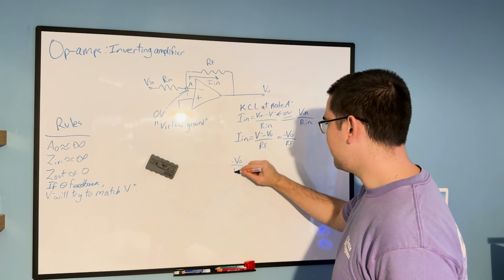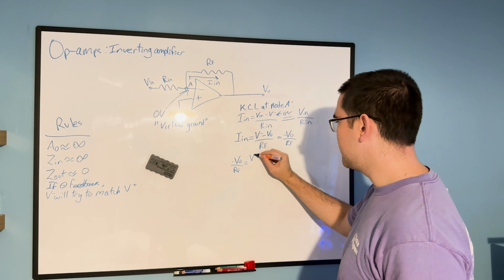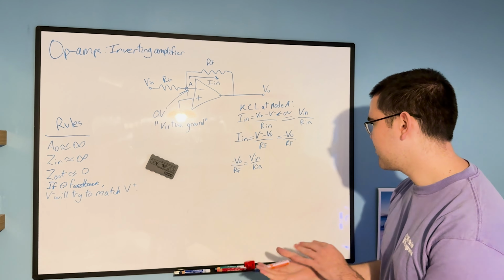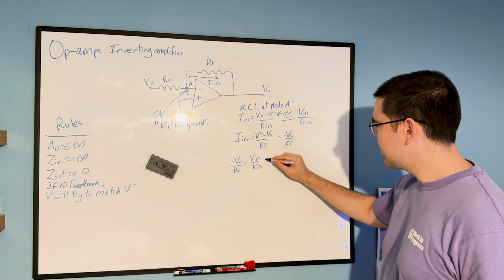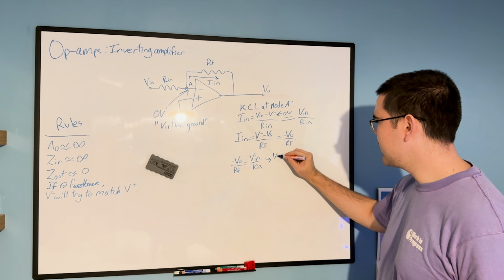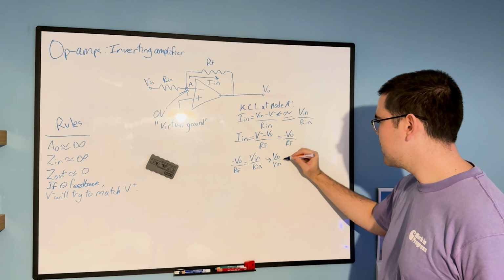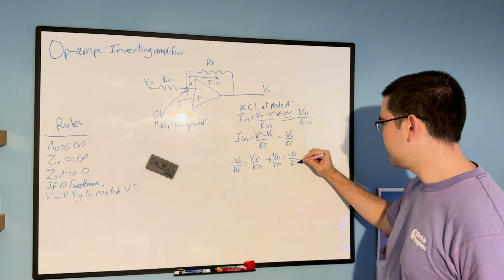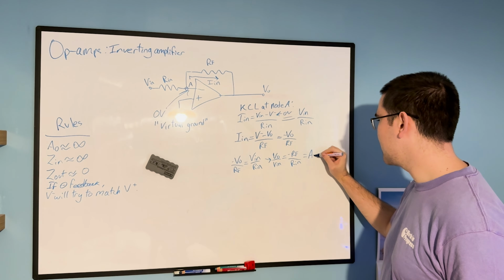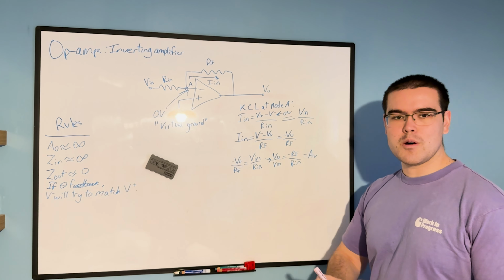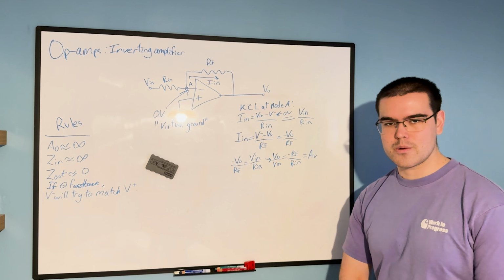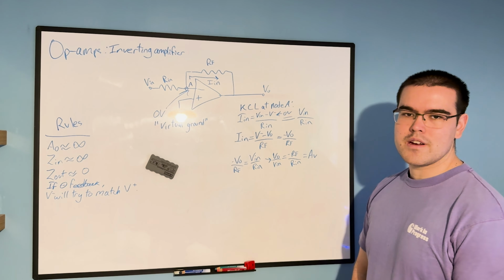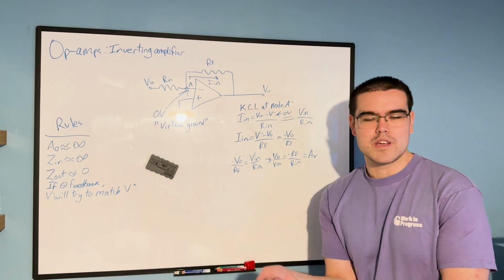So minus V out divided by RF equal to V in divided by R in. If we just rearrange these, then what we get is V out over V in equals minus RF over R in, which will give us the closed loop voltage gain of this op amp. Very important equation. So this covers the analysis that you might expect to see with the inverting amplifier.